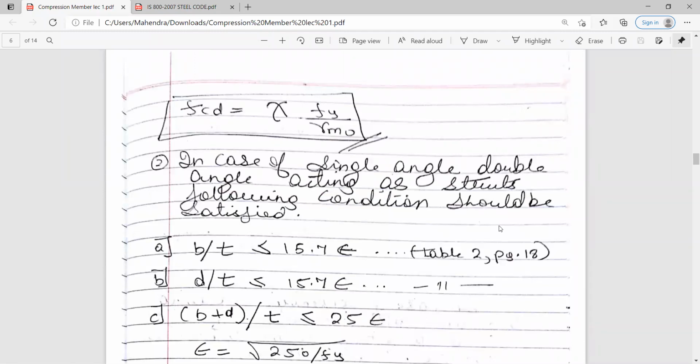So the formula to calculate FCD is zeta into Fy upon gamma M0. Fy already you know. What does Fy mean? And gamma M0 is nothing but the partial safety factor.